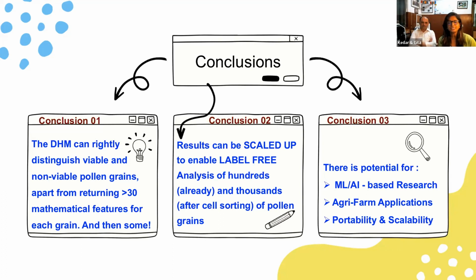The second conclusion is that our results can definitely be scaled up to enable label-free, distortion-less, stain-less analysis of hundreds already and thousands after cell sorting of pollen grains. And finally, I've said this already, there is potential for agri-farm applications, portability, and scalability.